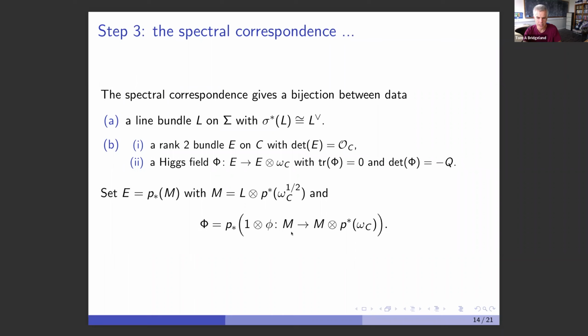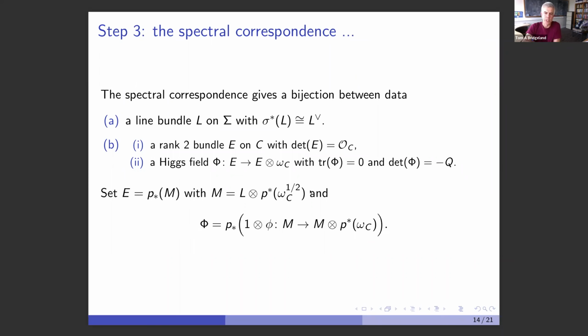And the Higgs field you get as follows. Remember this phi, this canonical one form on the spectral curve. Slightly naughtily, I'm also going to consider it as a section of the pullback of omega C. You can do that. And so this gives you a map from M to M tensor this. And if you push this forward by the projection formula, you get a map from E to E tensor omega C, and that's the Higgs field. Okay, so this is a very classical construction.